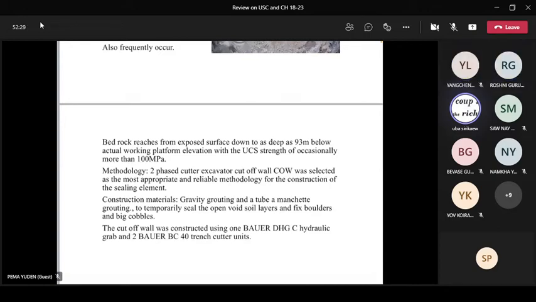Okay, just abbreviative letter. COW cut-off wall, right? Yes. And they use the grab, and also the cutter unit is a kind of hydraulic, a kind of heavy construction machine. Okay, another person, please. Thank you.